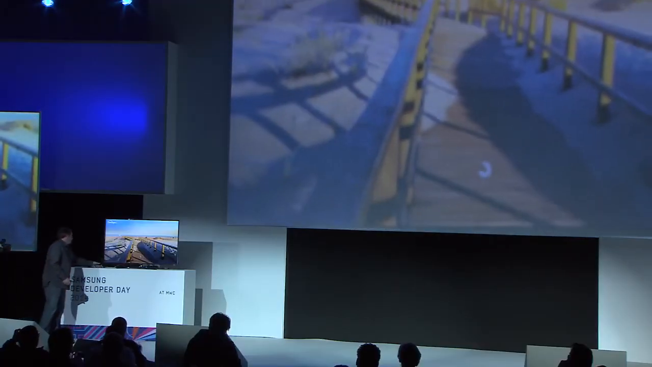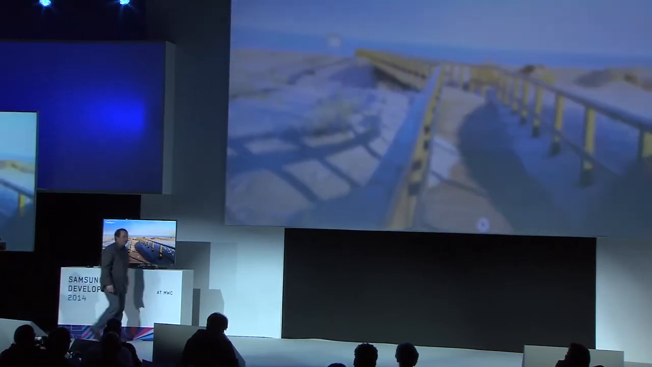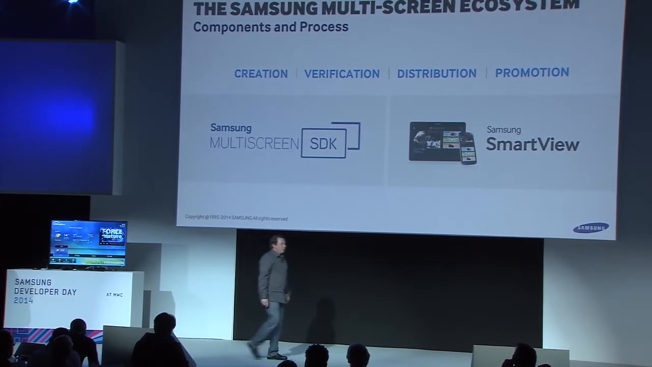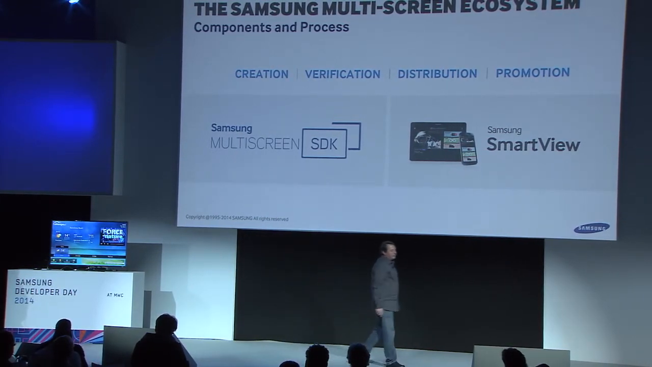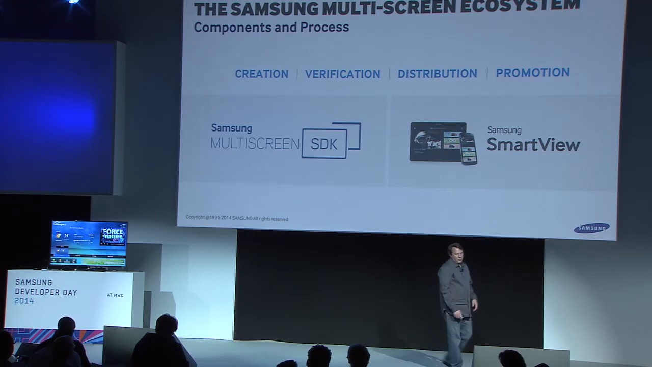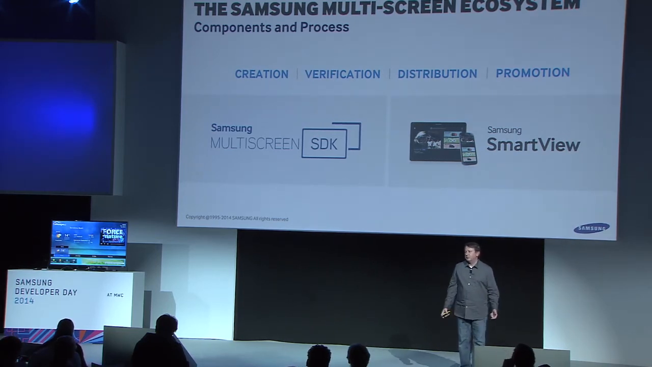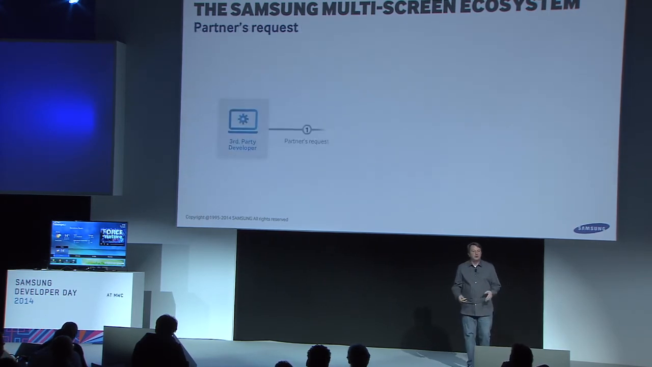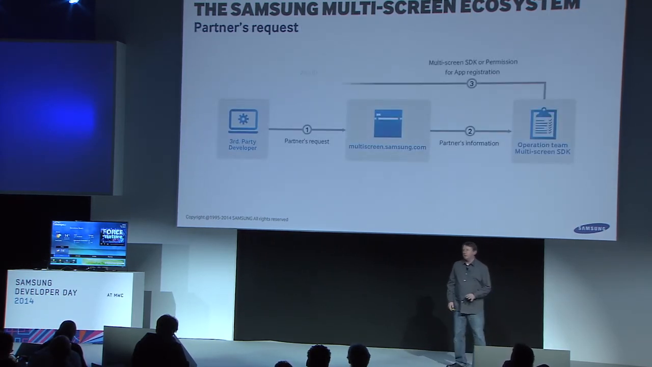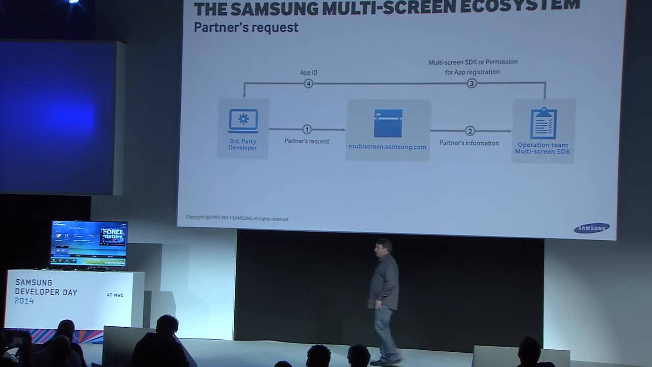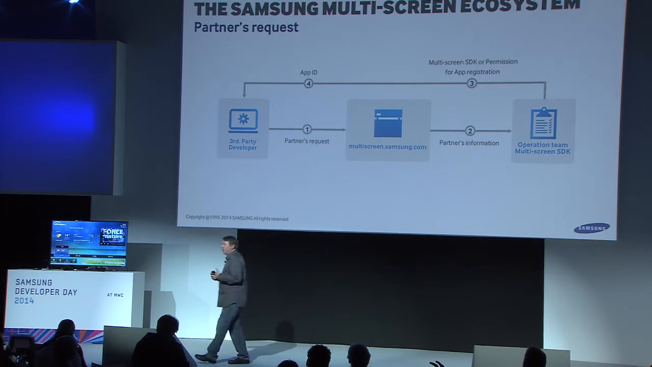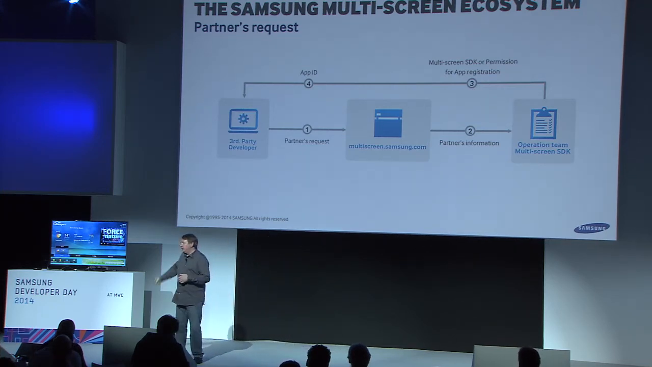So let's go back and talk about how this is all going to come together. The way this is going to work is you will create your applications using the MultiScreen SDK, and then of course we'll help you promote your applications through Samsung Smart View. And the process for getting into the system is going to be very, very easy. We're definitely going to make it as painless as possible. So we just come to our site and register your application. Tell us what the URL is for your TV application if you want to load it from the cloud.